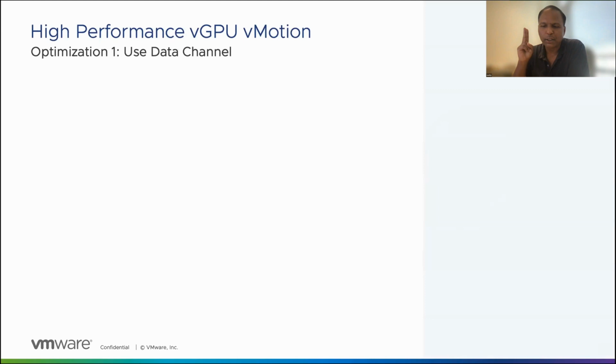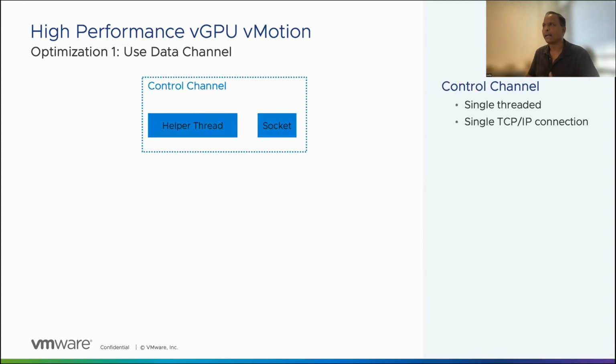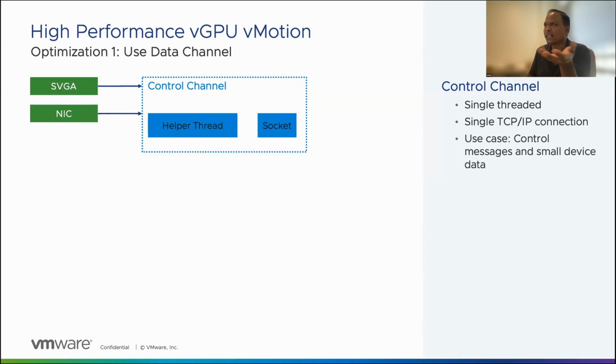So we've actually done two main optimizations. Let's talk about the first optimization. vMotion actually uses two channels, a control channel and a data channel. The control channel is not designed to be high performant because it only uses a single TCP connection, and its use case is mainly to transfer small control messages and a small amount of device state like network state or SVGA and so on, which are usually less than 128 megabytes, which is very easy to transfer. Hence, it was not designed to be high performant.